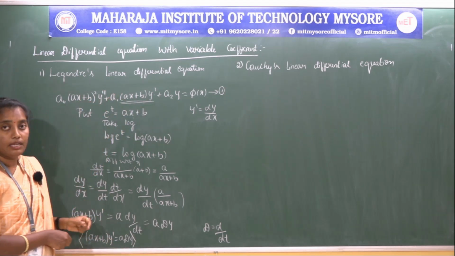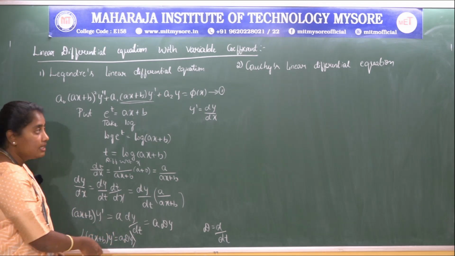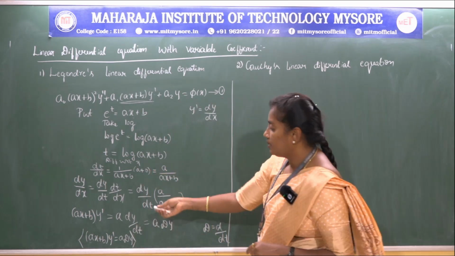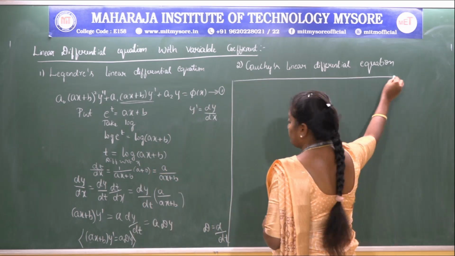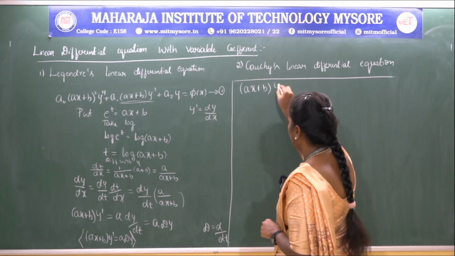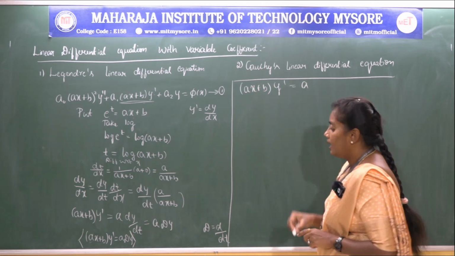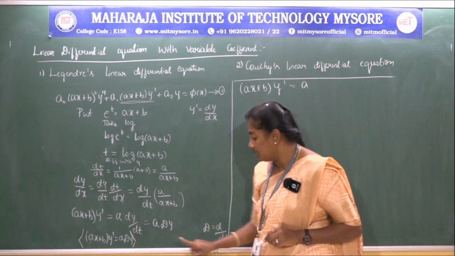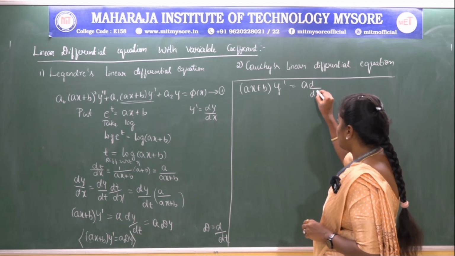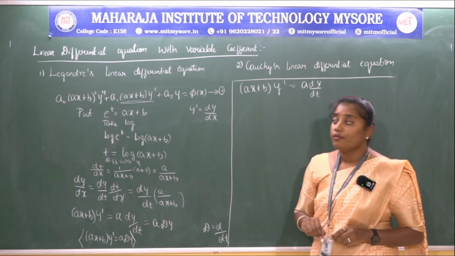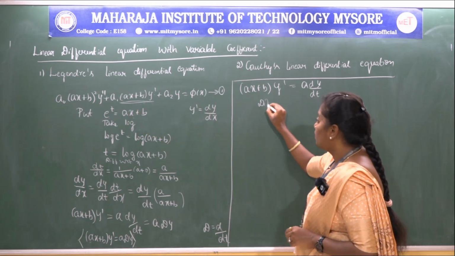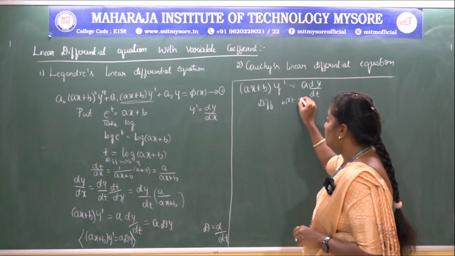Similarly, for the second derivative element, consider this obtained result: (ax plus b) into y dash is equal to a into this capital D, which is d by dt, that is, d by dt of y. To find the second order derivative, we have to differentiate this one more time with respect to x.